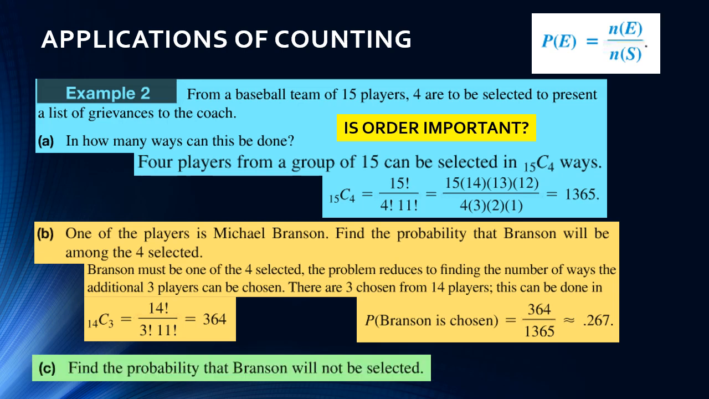Find the probability that Branson will not be selected. Well, this is really simple. Remember, the probability that something won't happen is 1 minus the probability it will happen. This is the complement rule. So all I have to do is subtract the answer we found in B from 1, and I get the probability that he will not be selected. And obviously, since he's only 1 of 15, there's a much greater probability that he will not be picked.